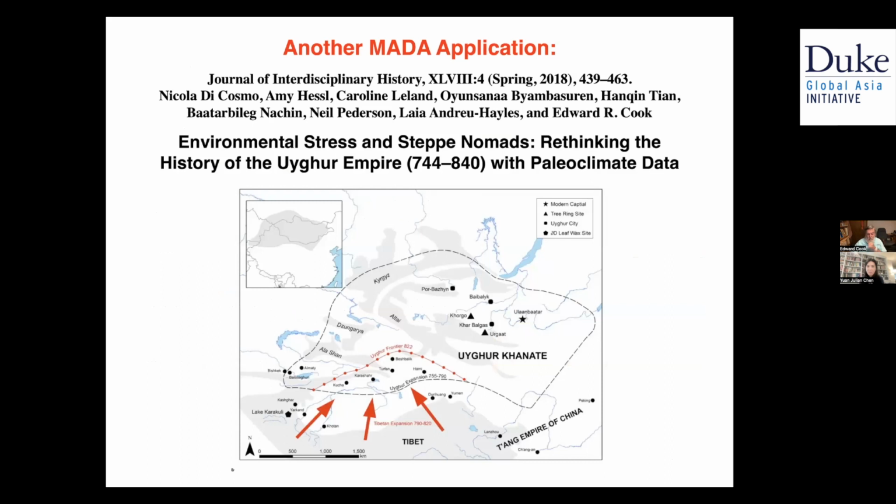Another application, this done with Nicola Di Cosmo at the Institute for Advanced Study in Princeton, and others. There's Amy Hessl, she was on the Mongol pluvial paper with Neil Pederson. Caroline Leland, she did her PhD work here at Lamont on studies in Mongolia. So there was a big question about the rise and fall of the Uyghur Empire from 744 to 840. It didn't really last a long time, over in less than 100 years. The question was what the Monsoon Asia Drought Atlas could tell us about the possible influence of climate variability on the rise and fall of the Uyghur Empire.